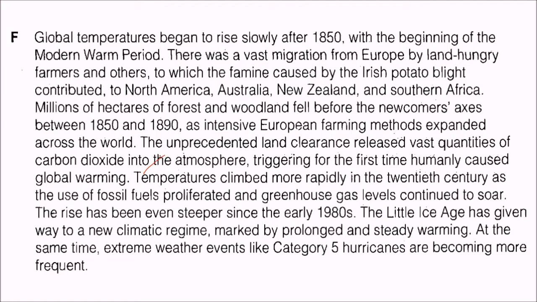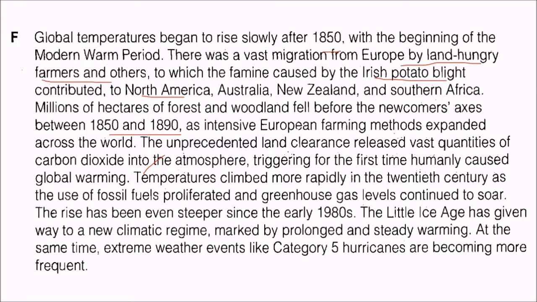Then F. Global temperatures began to rise slowly after 1850, with the beginning of the modern warm period. There was a vast migration from Europe. Hungry farmers and others, to which the famine caused by the Irish potato blight contributed, went to North America, Australia, New Zealand, and Southern Africa. Millions of hectares of forest and woodland fell before the newcomers' axes between 1850 and 1890, and intensive European farming methods expanded across the world.